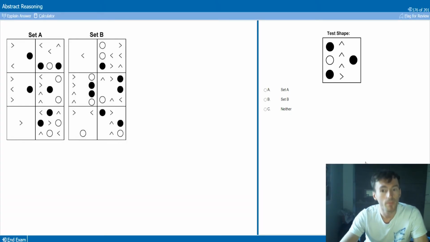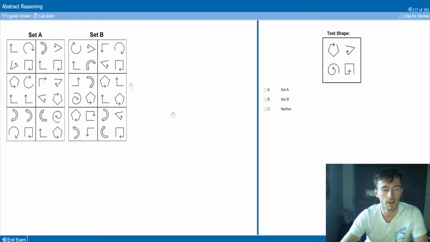Okay, we have 3 that go down and 1 that goes to the left, so that's set B, because in set B the black circles make the crocodiles go down, so 3 black circles, 3 that face down, and 1 white circle and 1 that goes to the left. We've already established that in set B the white circles make the crocodile go to the left. Set B. Okay, let's check the answers.